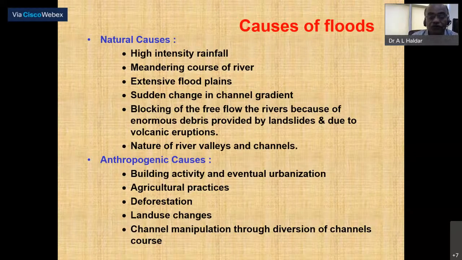But besides the natural causes, some anthropogenic causes are also there. You can see building activity and eventual urbanization. The urbanization is giving the major causes. So what is happening in Mumbai, what is happening in other cities, say Kolkata, and even in Delhi also, of course.